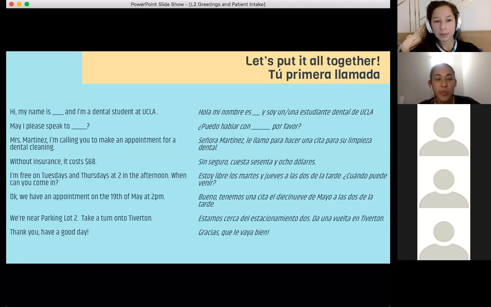Okay, we have an appointment on the 19th of May at 2 p.m. Bueno, tenemos una cita el 19 de mayo a las 2 de la tarde. We're near parking lot 2. Take a turn onto Tiverton. Estamos cerca del estacionamiento 2. Da una vuelta en Tiverton. Thank you. Have a good day. Gracias. Que le vaya bien.